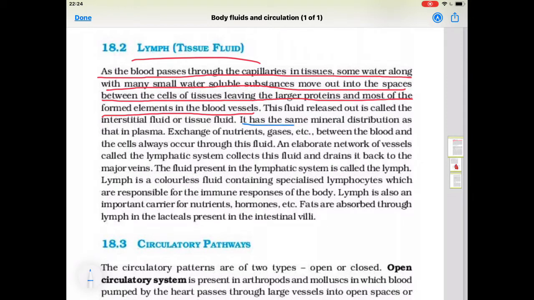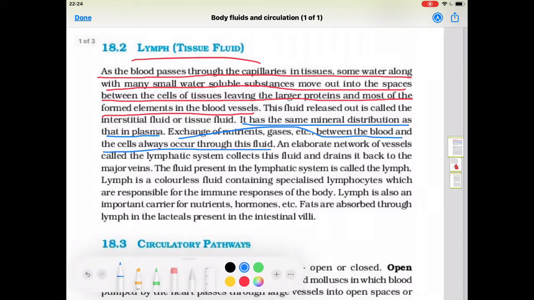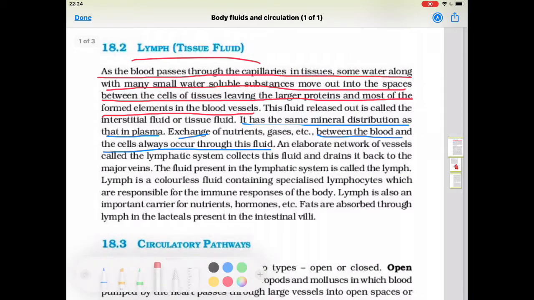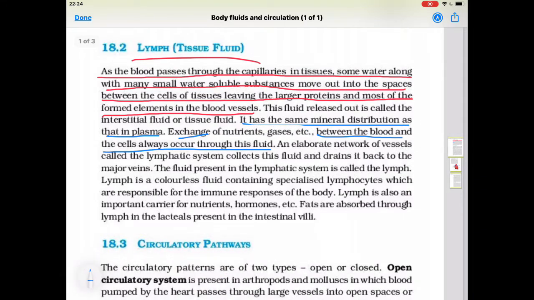It has the same mineral distribution as that in plasma. So, same concentration of minerals as in the plasma. Exchange of nutrients, gases, etc. between the blood and the cells always occurs through this fluid. An elaborate network of vessels called the lymphatic system collects this fluid and drains it back to the major veins.